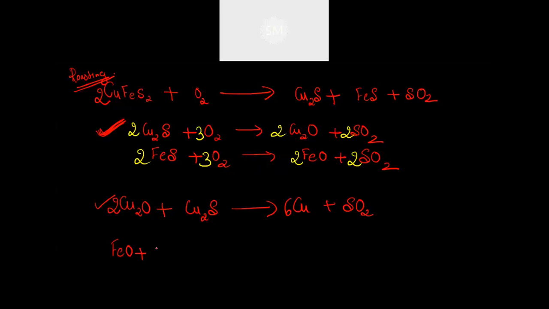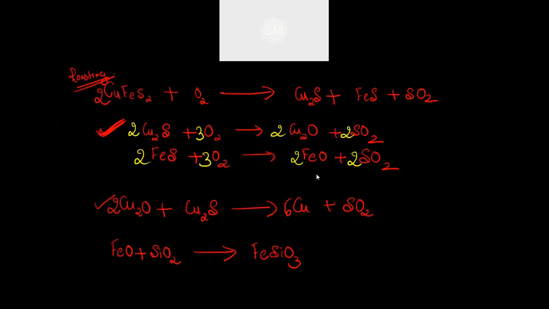So what we do with that is this iron oxide that I'm writing down here, FeO, is made to combine with the sand. Okay, this will combine with the sand now and form FeSiO3. Slag will be formed.